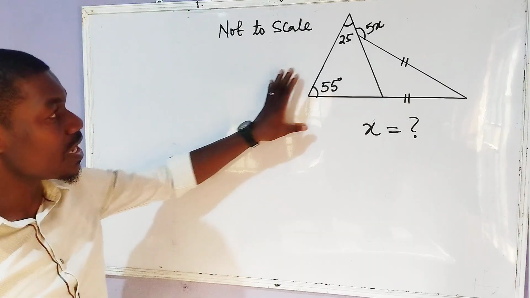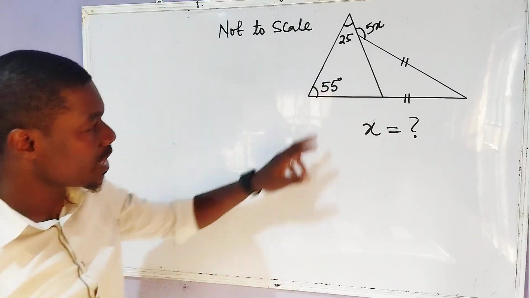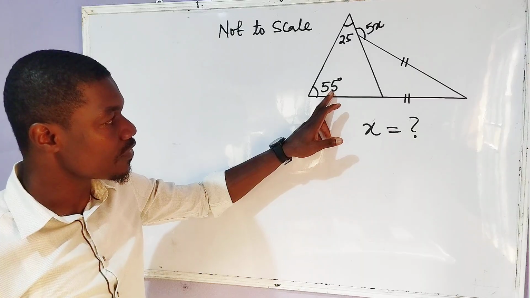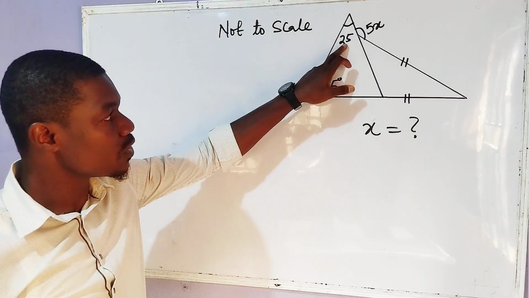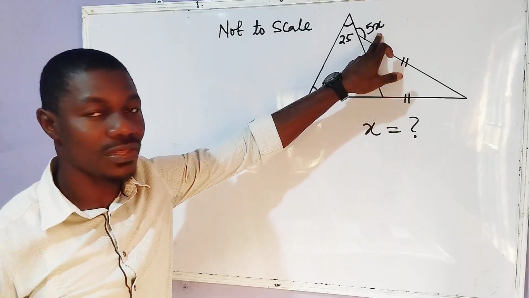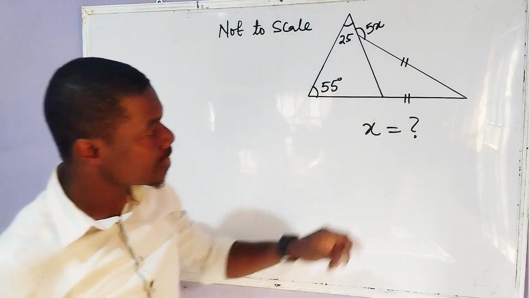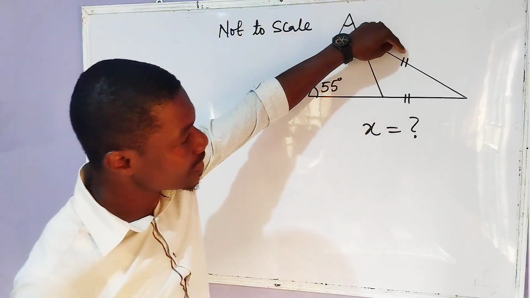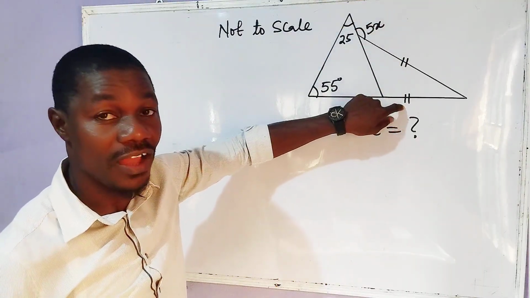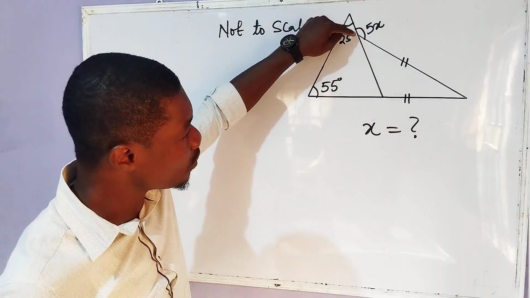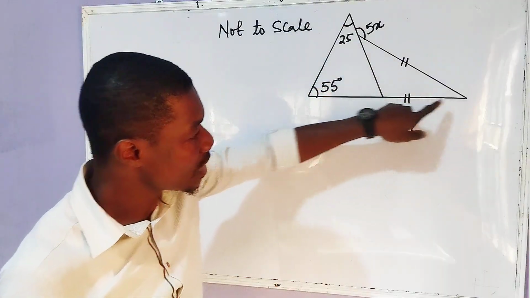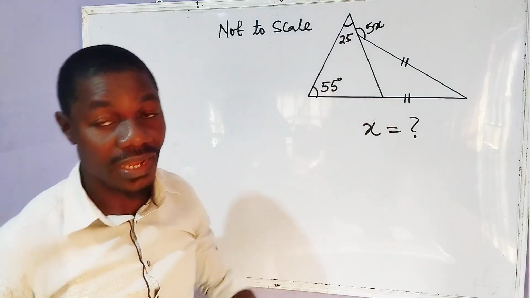Take note, this diagram is not drawn to scale. Now here we have an angle of 55 degrees, here 25 degrees, and this point is 5x. By the diagram, this side and this side are equal, which makes the triangle from here down to here to here an isosceles triangle.